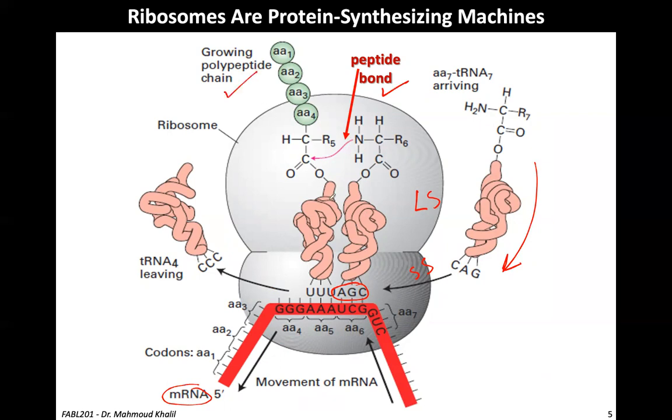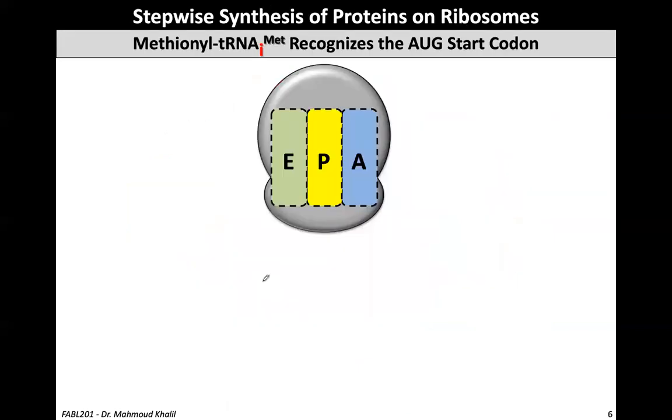Once the transfer RNA releases its amino acid to be bound to the next new amino acid recruited by the transfer RNA, this uncharged transfer RNA will exit from the ribosome, and we'll go into details of this process.